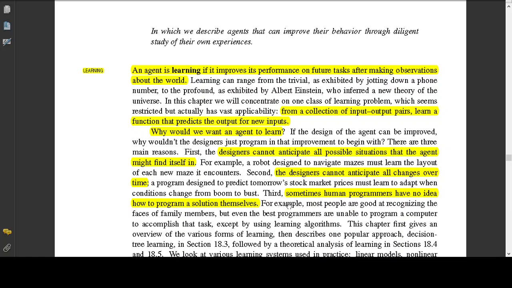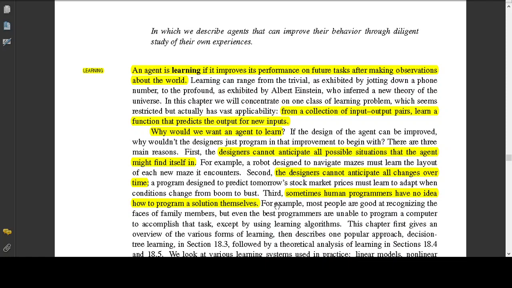Then the third thing is that sometimes human programmers have no idea how to program a solution themselves. Okay, that is the third condition. That means the programmers don't know how to program. The best example is Mars rovers. In some cases, what is the situation there on Mars? We don't know. Then without knowing that, how can we program the robot? We can anticipate things to an extent, but we cannot ensure it 100%.